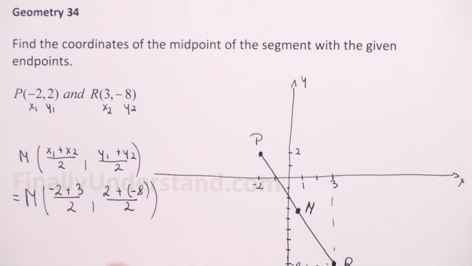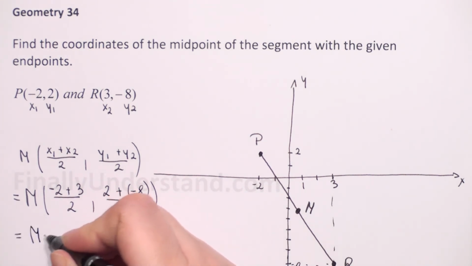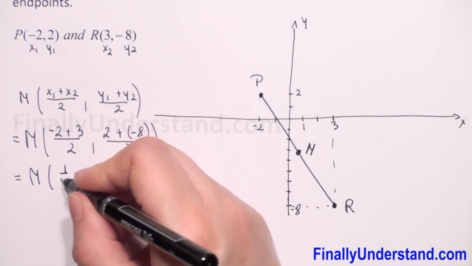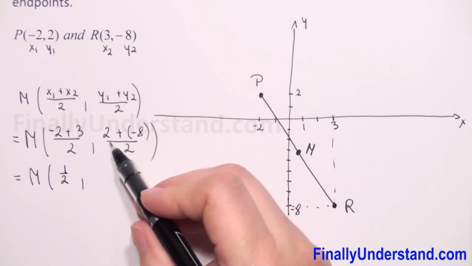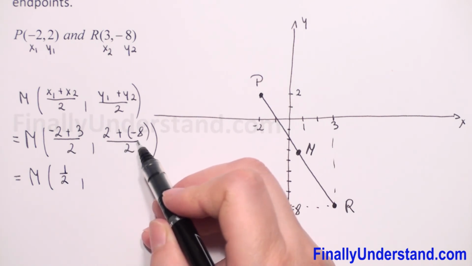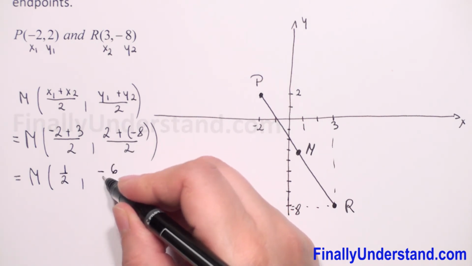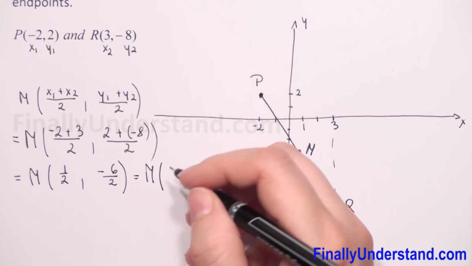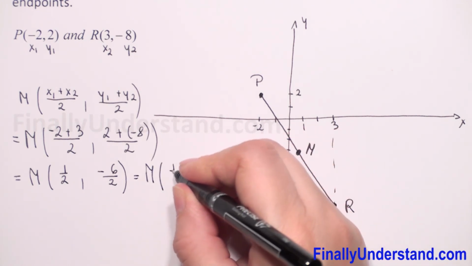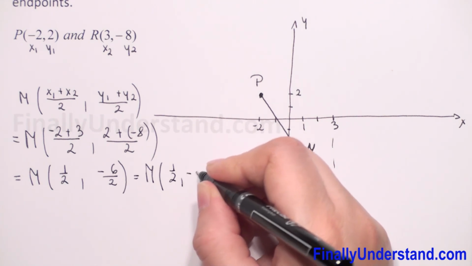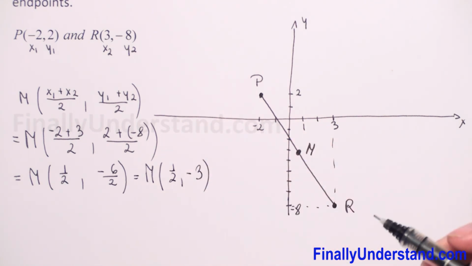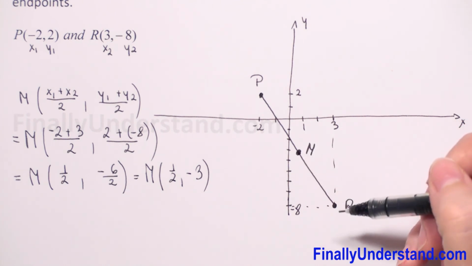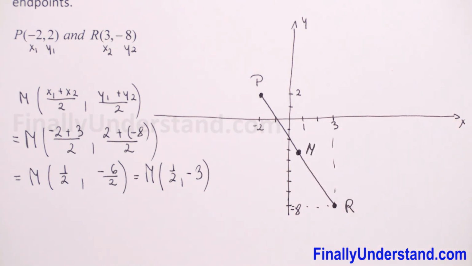So this is equal, we have M: -2 plus 3 is 1, over 2, and 2 plus -8 is -6, over 2. So our midpoint has coordinates (1/2, -3). This is approximately like on our graph. This is my solution.